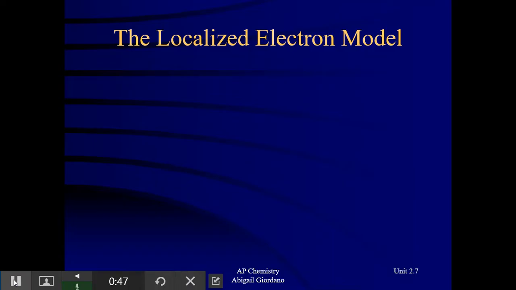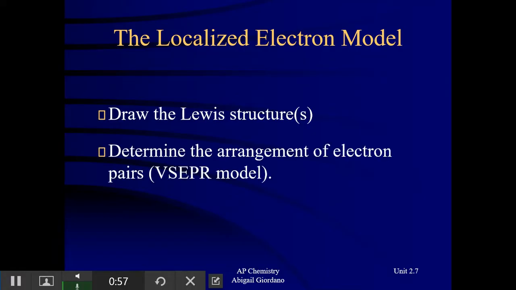At this point, we have already gone through a lesson about drawing Lewis structures. We are also going to be talking today about the VSEPR model, which is essentially just a fancy way of saying, what is the shape of a molecule? What geometric shape does it take? We're also going to talk about hybridization today, which may be a topic that is new to a lot of you.